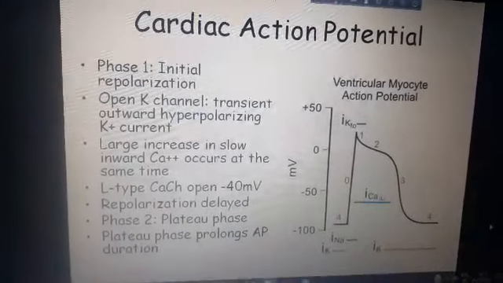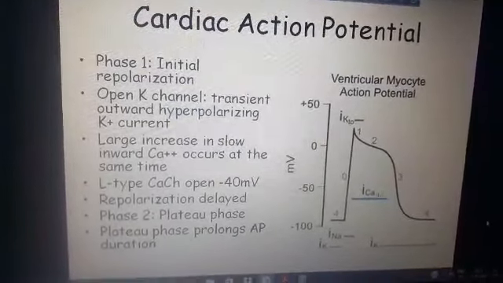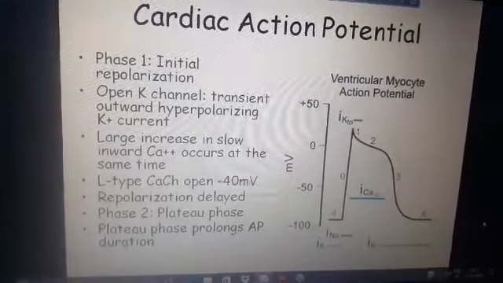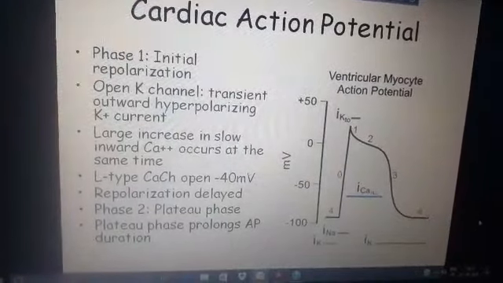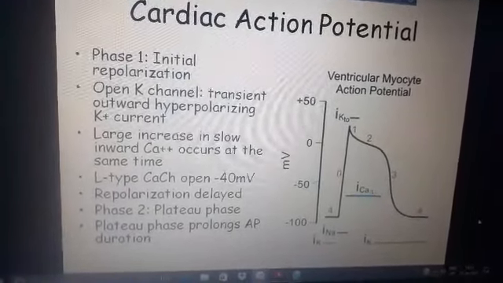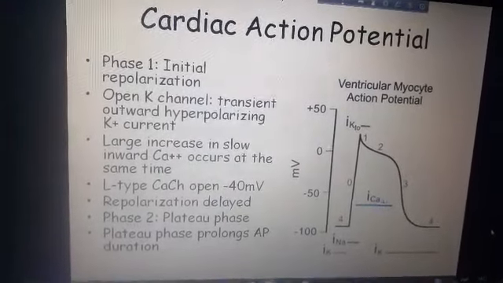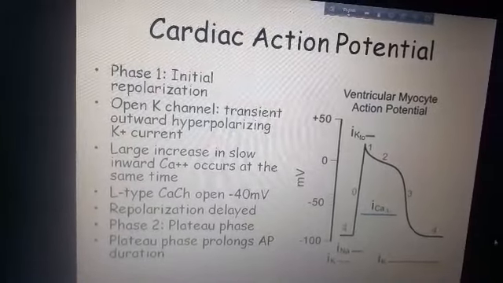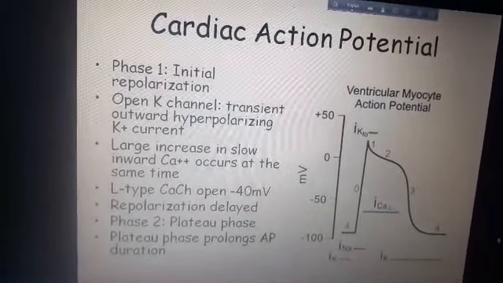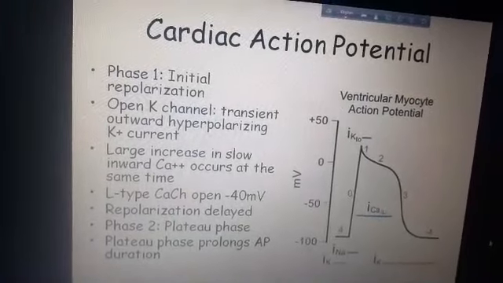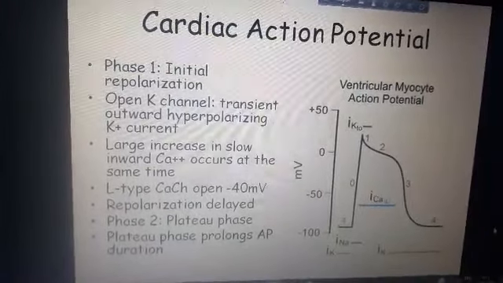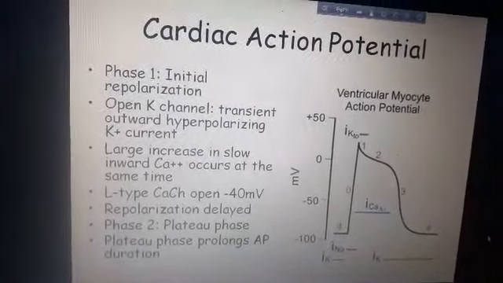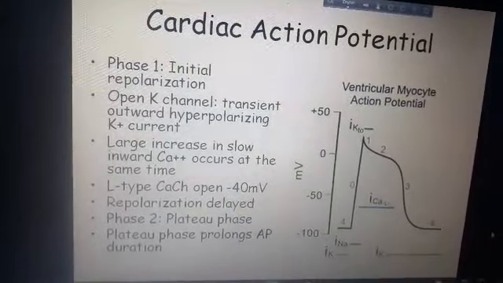There is closure of the sodium channel and opening of the potassium channel. This is the transient outward hyperpolarizing potassium current. So sodium entry causes depolarization, and for repolarization to occur, potassium goes out. Transient outward potassium current, and there is a large increase in the slow inward calcium current at the same time, and that begins phase 2. So phase 1 is the exit of potassium and closure of the sodium channel, and phase 2 begins when there is simultaneous exit of potassium as well as entry of calcium.